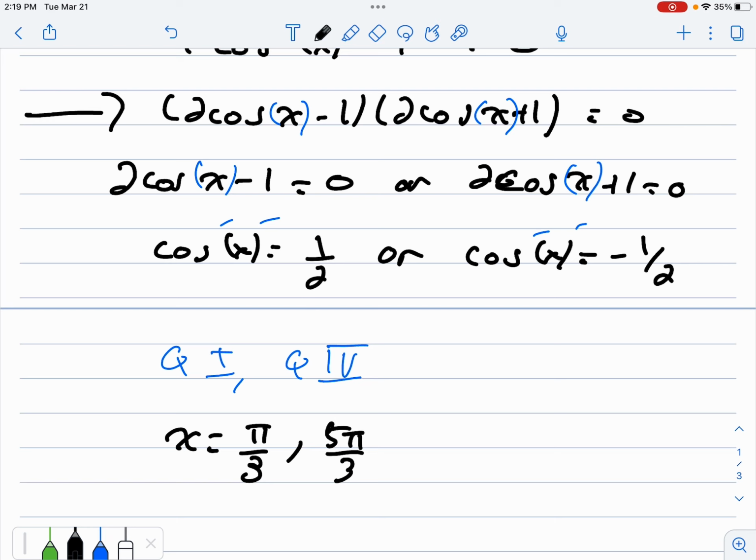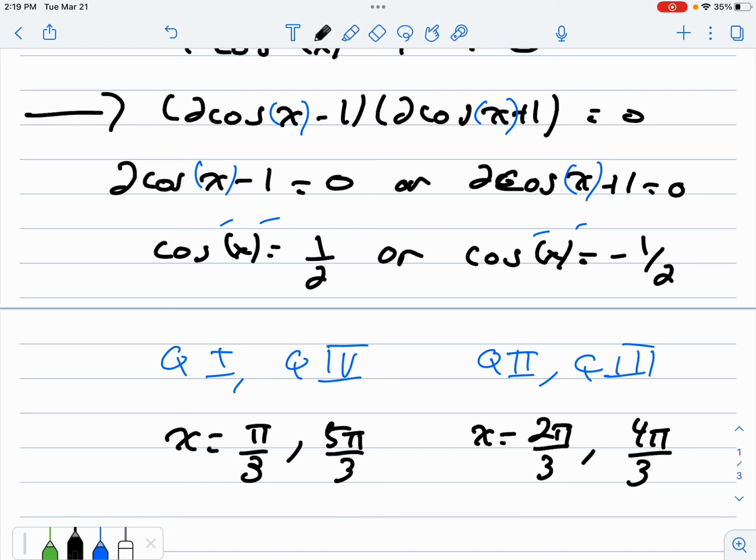And for the other equation, cosine of x equals negative 1/2. That's in quadrant 2 and quadrant 3. And our solutions there would be, sorry, 2 pi over 3 and 4 pi over 3. In total, those are all our solutions.